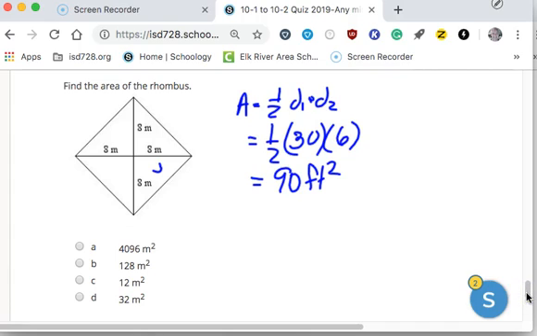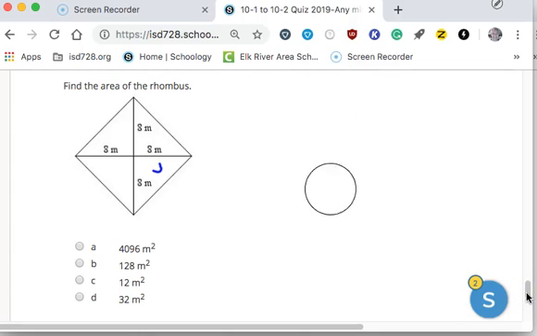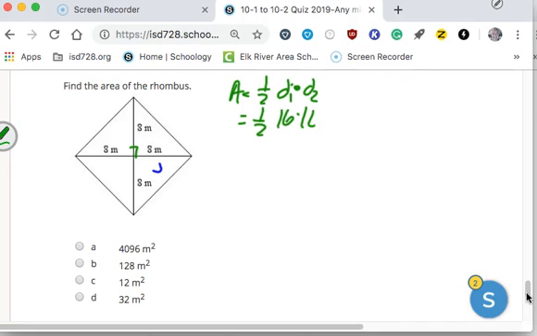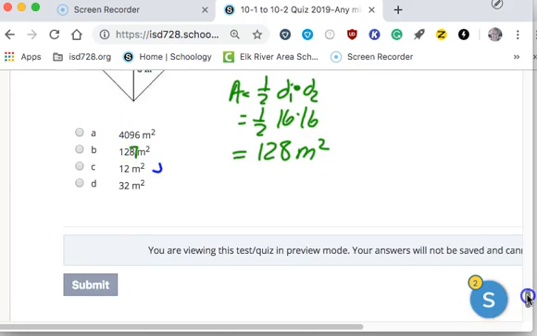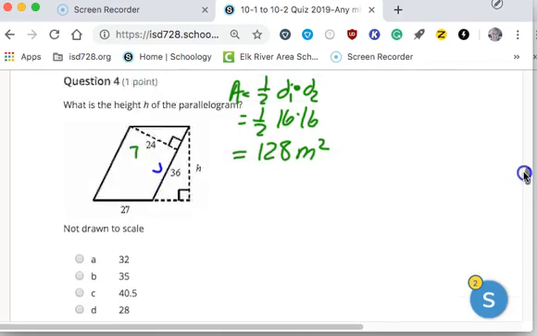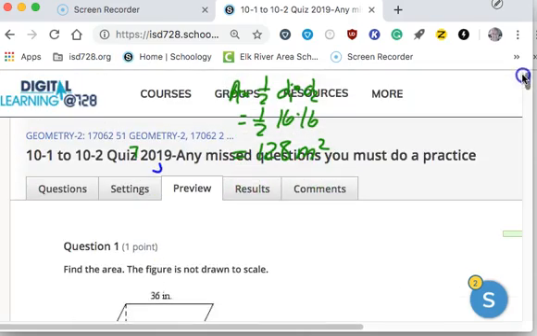In problem 8, it is again two diagonals that are perpendicular, in a rhombus. And I have area is equal to 1/2 diagonal 1 times diagonal 2. So I've got 1/2 times 16 times 16, that's 256, divided by 2 is 128 meters squared. And that's the end of the 10-1, 10-2 quiz, just to make sure you know what's going on. Now remember, always write down your formulas, always fill in your numbers.